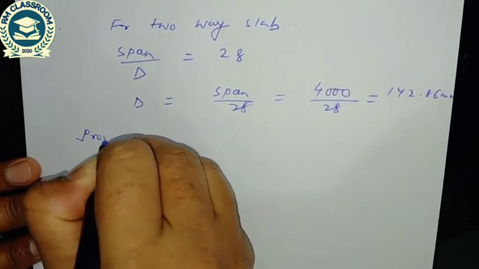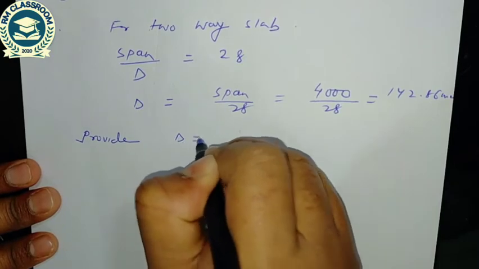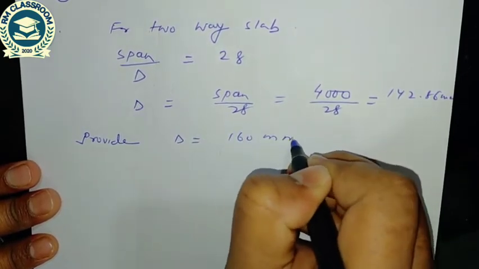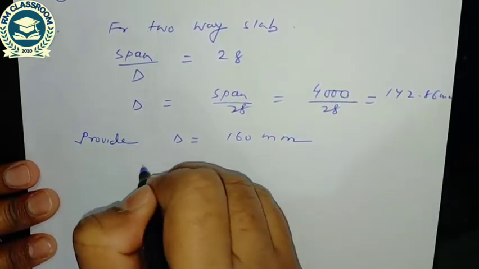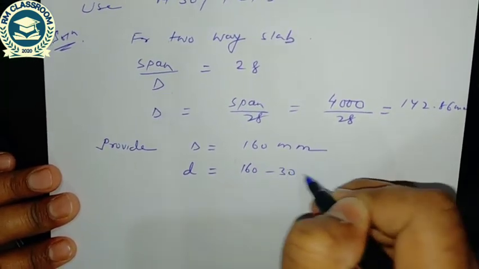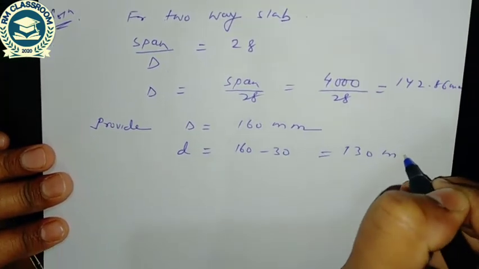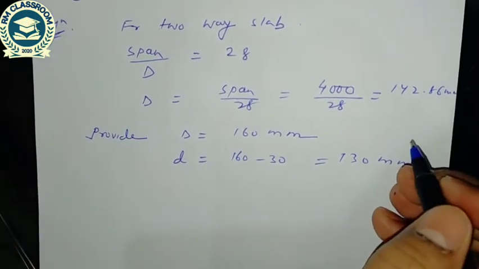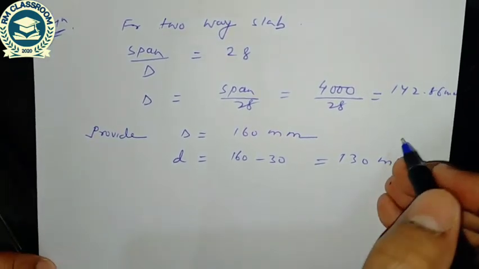So provide capital D is equal to 160 mm. Hence small d is equal to 160 minus 30. So 130 mm is the effective depth, as I provided 30 mm as the effective cover.